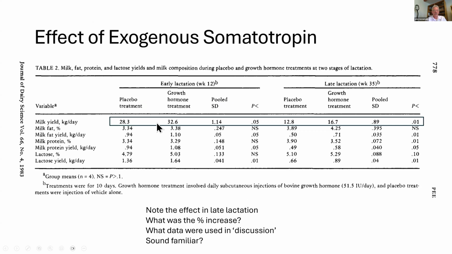If you look here, right here, got about a 4-pound increase in milk production in early lactation. If you do the math, that's about a 15% increase. In late lactation, you got a 4-pound increase in milk production, but that was about a 35% increase in milk production. Now, I know I'm throwing a bunch of stuff at you quickly, but here's a table from a study that was done that showed a 35% increase in milk production by somatotropin. 8 cows.